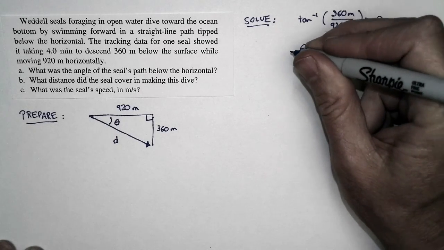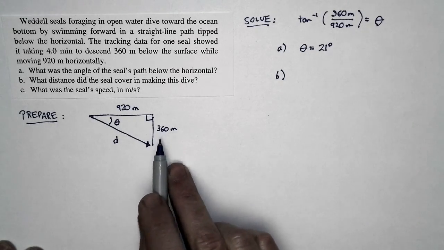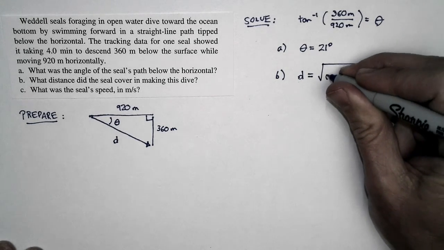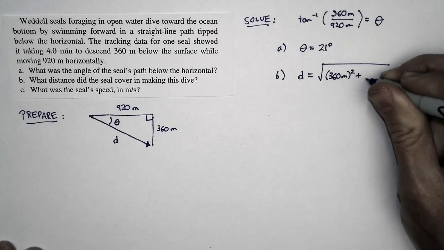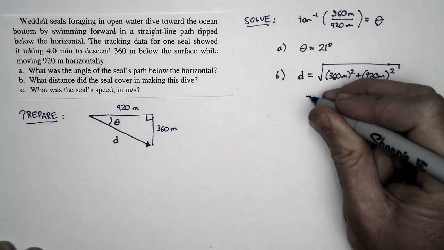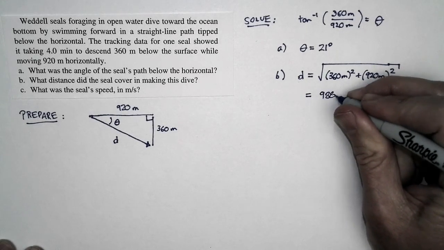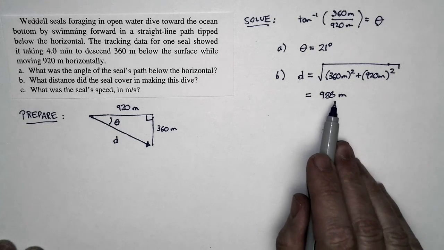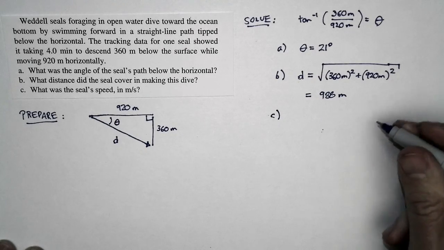How about the distance d? Well, this is a right triangle, and so the hypotenuse is just equal to the square root of the sum of the squares of the other two sides. So it's 360 meters squared plus 920 meters squared, square root of the whole thing. That's something we can easily compute, and if we do that, we get 988 meters. By the way, I've kept an extra significant figure here because this is an intermediate stage in the calculation, because in the next step, we're asked to find the speed.